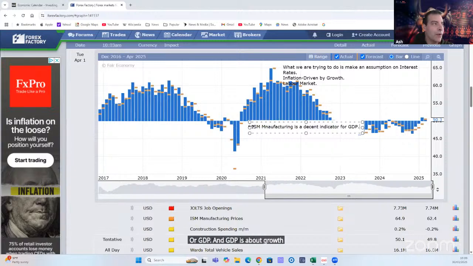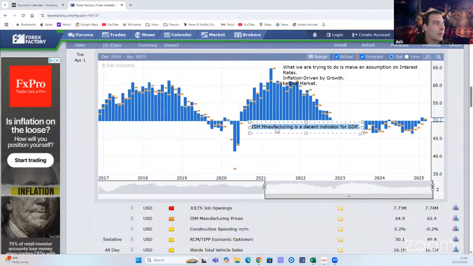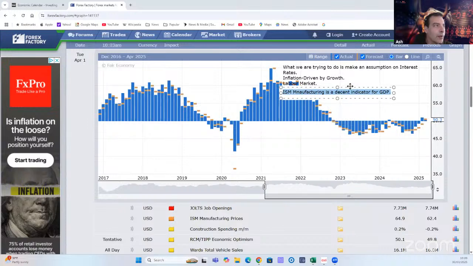So if we think about the ISM, I don't know if that's too small for you guys, but if it is, let me know. I can boost it up a little bit. No, not sure I can. Let's put that up there. So ISM manufacturing is a decent indicator for GDP.